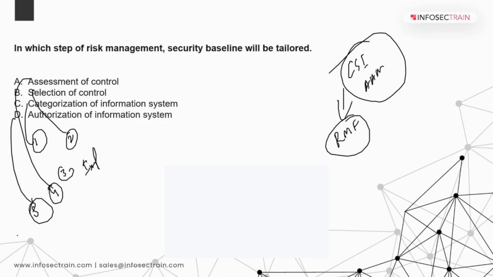For exam point of view, you have to remember categorization, selection, implementation, A for assessment, A for authorization, M for monitor, CSI ARM. Okay, so what is this? That means if you are going to implement risk management framework, what will you do? First, you have to categorize. What will you categorize? Your information system.